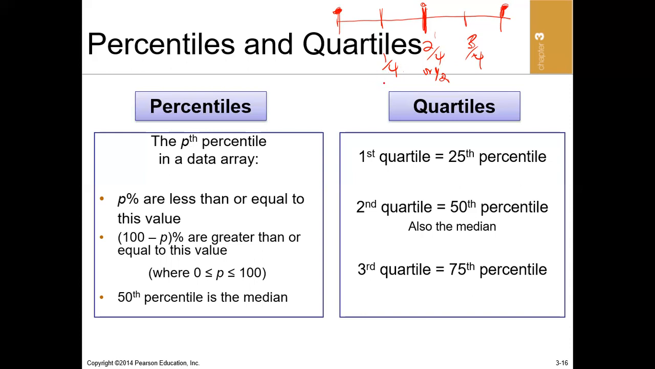So in essence, the quarter position is called the first quartile. The median itself, which is the middle position of the whole set of figures, is called the second quartile or the 50th percentile. Then the 3/4 position is called the third quartile or the 75th percentile.